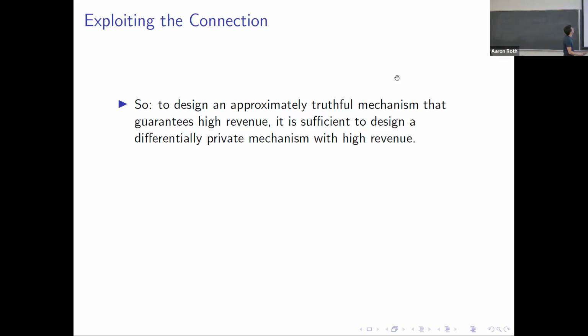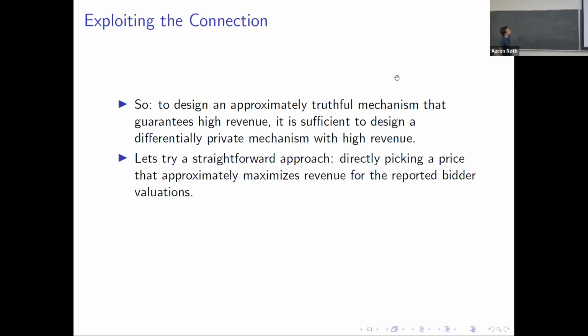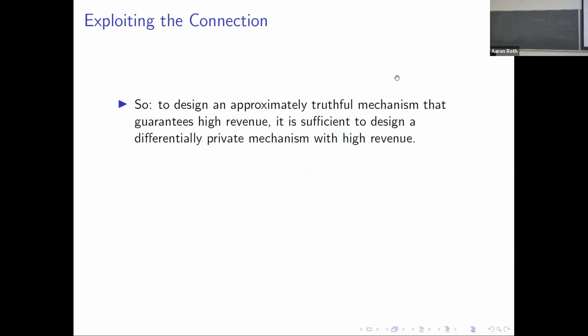So our goal is to design an approximately dominant strategy truthful mechanism that has high revenue. But now that we know this fact connecting differential privacy and approximate truthfulness, we've reduced to hopefully the easier problem of designing a differentially private mechanism that has high revenue. And so, for differential privacy, we need randomized mechanisms. So let's think for half a second about what such a mechanism might look like.